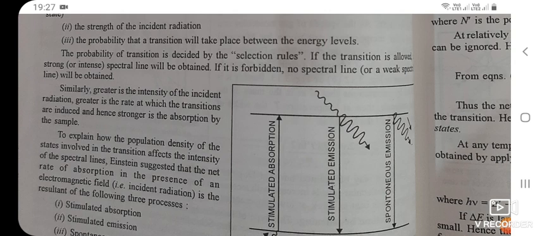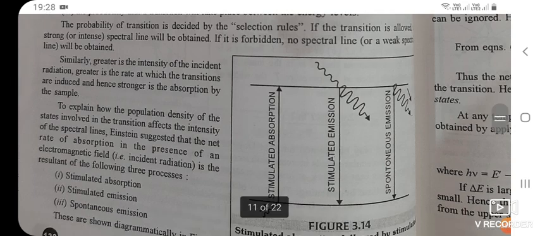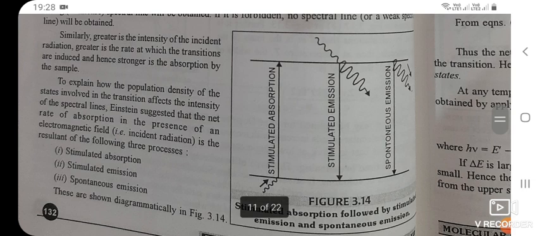Similarly, the greater the intensity of the incident radiation, the greater is the rate at which the transitions are induced, and hence the stronger is the absorption by the sample. To explain how the population density of the states involved in the transition affects the intensity of the spectral lines, Einstein suggested that the net rate of absorption in the presence of an electromagnetic field, that is incident radiation, is the resultant of the following three processes: stimulated absorption, stimulated emission, spontaneous emission. These are shown diagrammatically in figure 3.14.